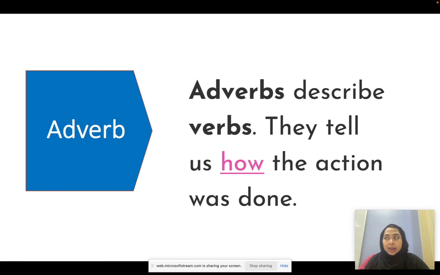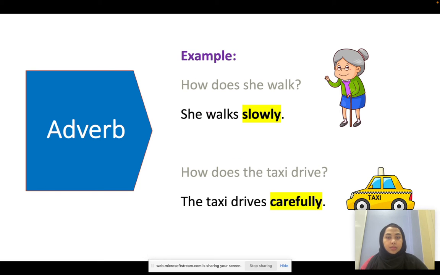In the same way that adjectives describe nouns, adverbs describe verbs. They tell us how the action was done. For example, she walked slowly. If you ask the question, how did she walk? Or how does she walk? She walks slowly. So, slowly explains how she walks or describes the way she walks.